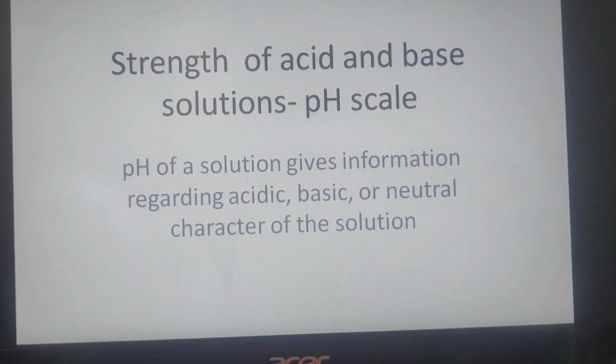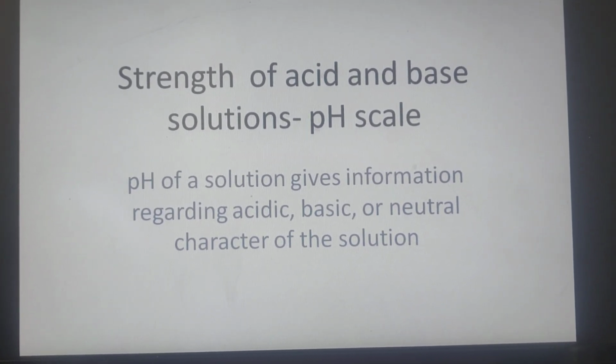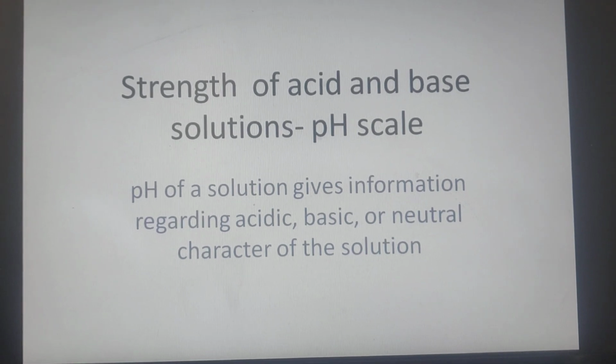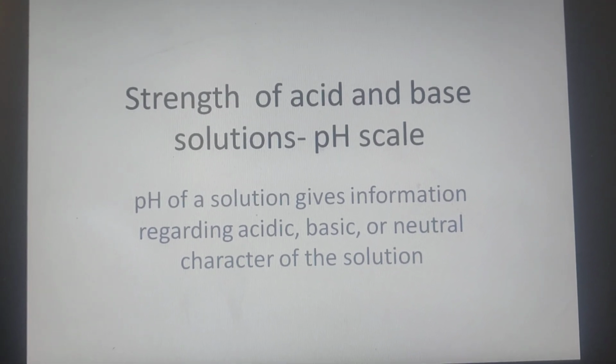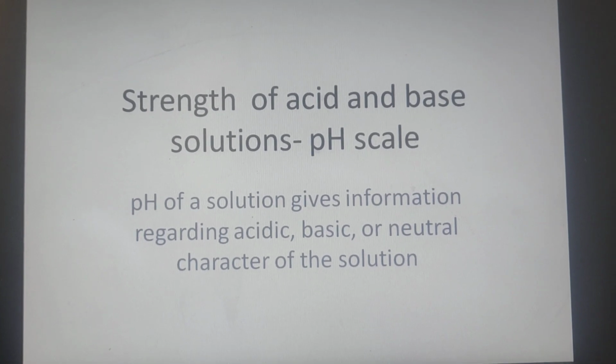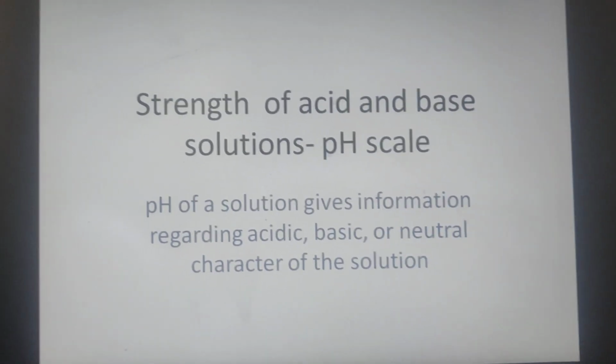Children, you must have studied all indicators, right? Natural indicators, synthetic indicators, olfactory indicators. The pH scale is also known as a universal indicator. The pH of a solution gives information regarding the acidic, basic or neutral character of the solution.